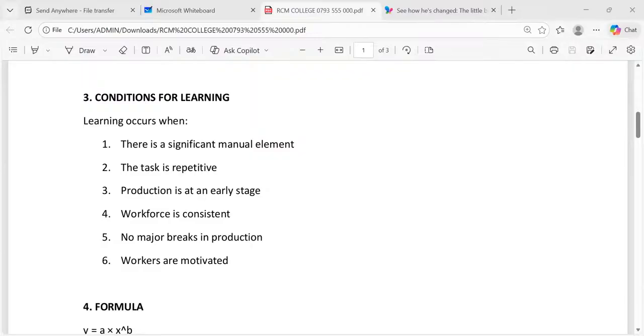And of course, workers are motivated. Because if workers are demotivated, they will not have the zeal for that learning, even to produce at a higher rate. So in this case, workers must be very, very motivated.